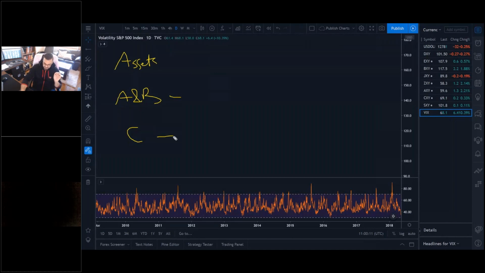So now, what are these assets? Let's start with your panic selling assets. And when I say panic selling assets, what are those? How do you know there's panic selling in the markets?